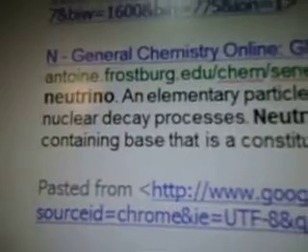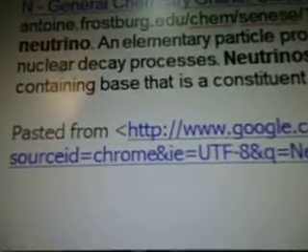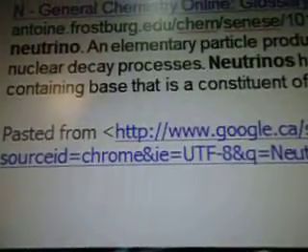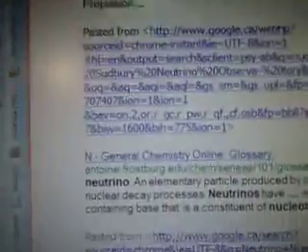And then I've got General Chemistry Online with antoine.frostberg.edu. It says neutrino, an elementary particle produced by certain nuclear decay processes. Neutrinos have nitrogen-containing base that is a constituent of nucleotides. So there is a tie-in between these two. They both have a base of nitrogen. But I still haven't figured out why that's important. So here's a picture of a test with neutrinos at CERN, or the other collider. I'm not sure which one it is. Very pretty though, very, very colorful.